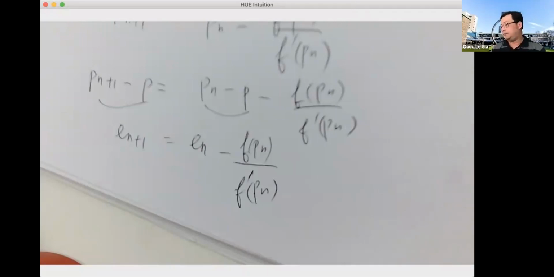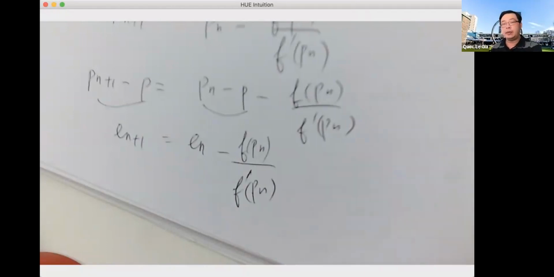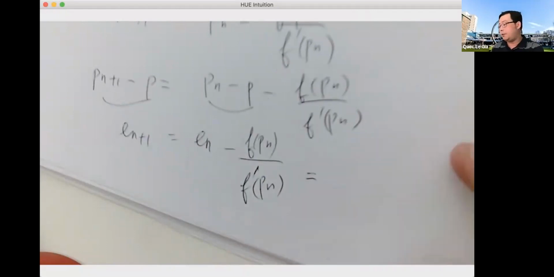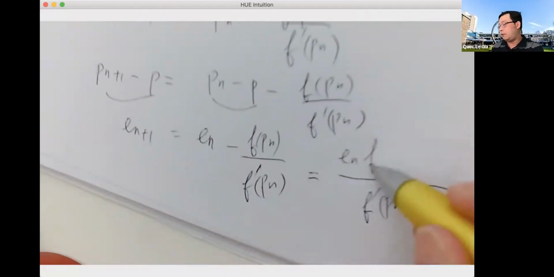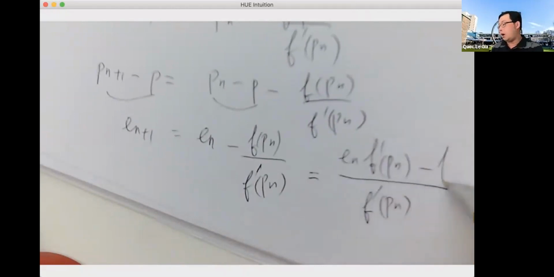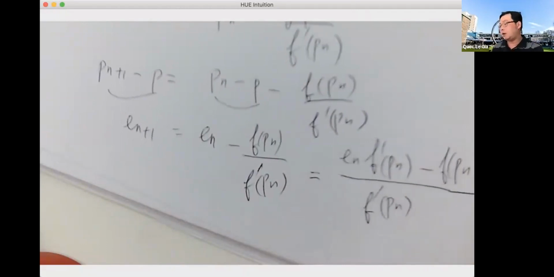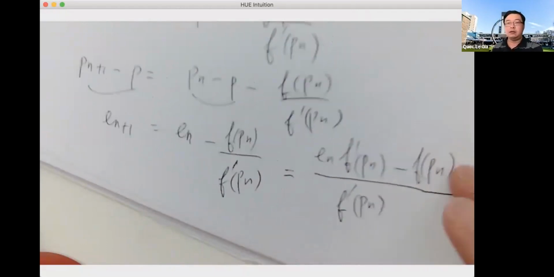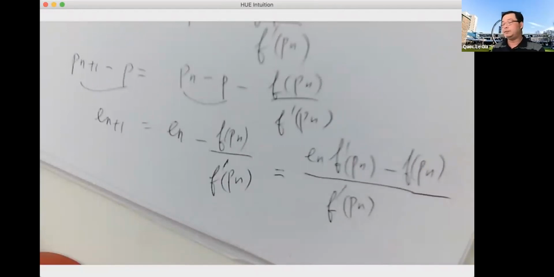So how do we do it? If I write this down a little bit, this one will equal, the common denominator is just f prime(Pn), and the numerator is En f prime(Pn) minus f(Pn). So still 0 over 0.